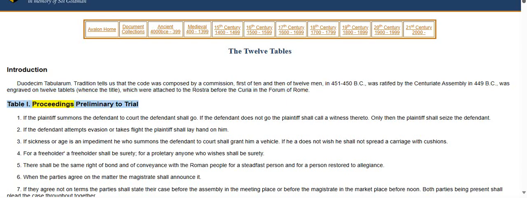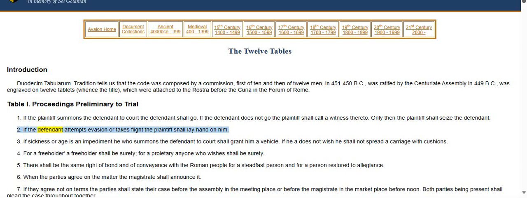Table I, Proceedings Preliminary to Trial. 1. If the plaintiff summons the defendant to court, the defendant shall go. If the defendant does not go, the plaintiff shall call a witness thereto. Only then the plaintiff shall seize the defendant.